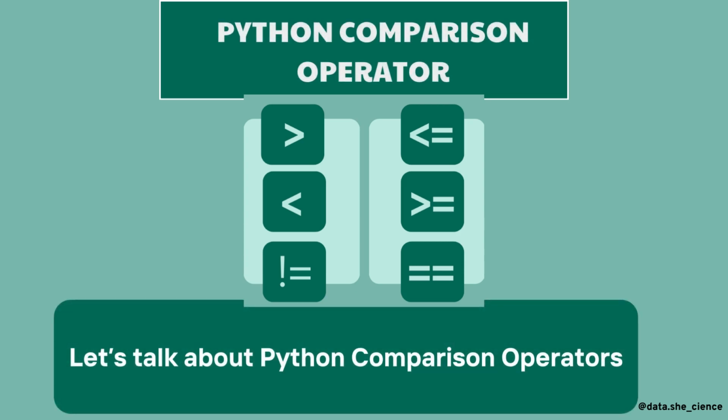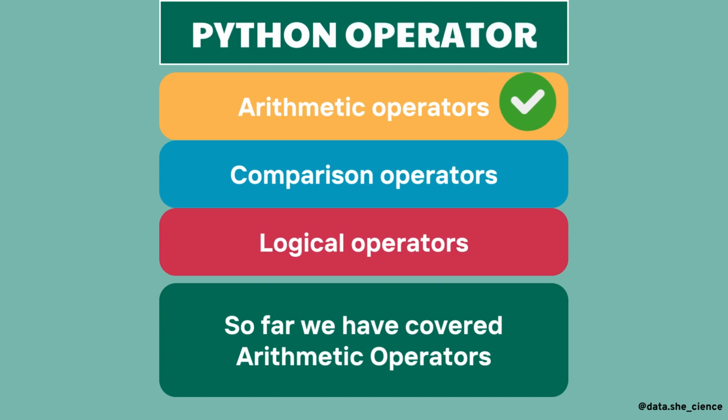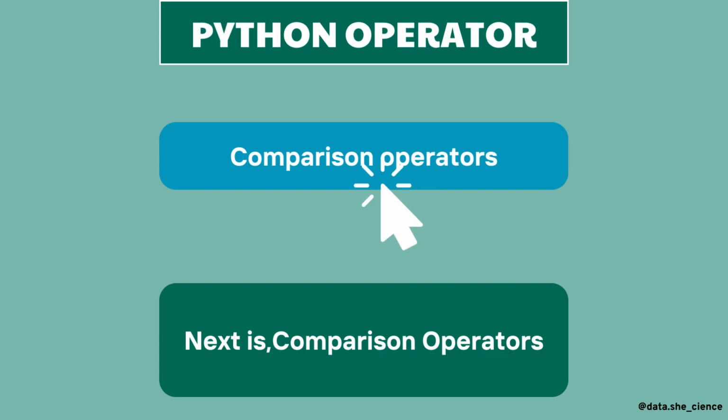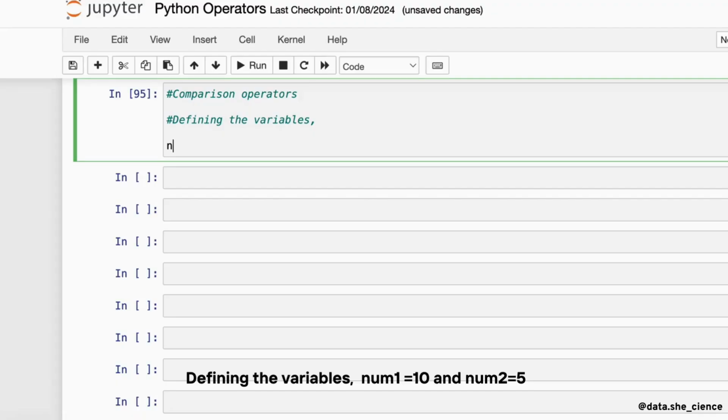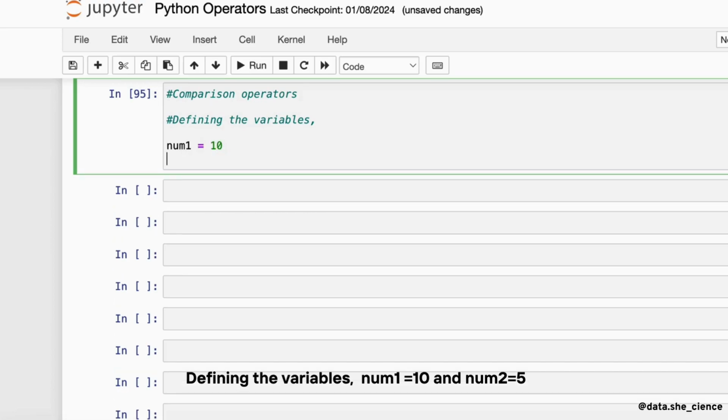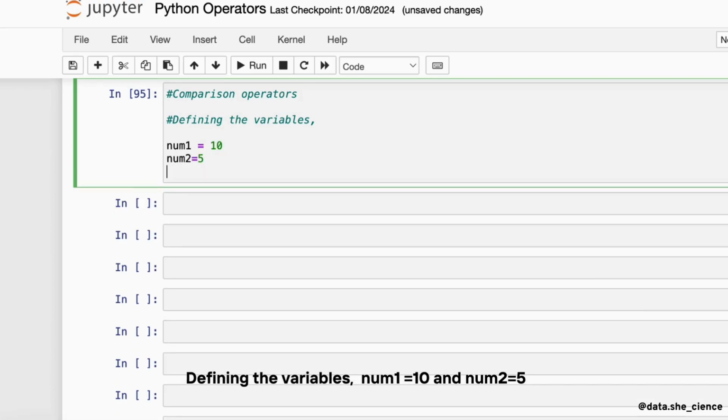Let's talk about Python comparison operators. So far, we have covered arithmetic operators. Next is comparison operators. Let's dive in with some examples. Defining the variables num1 equals 10 and num2 equals 5.